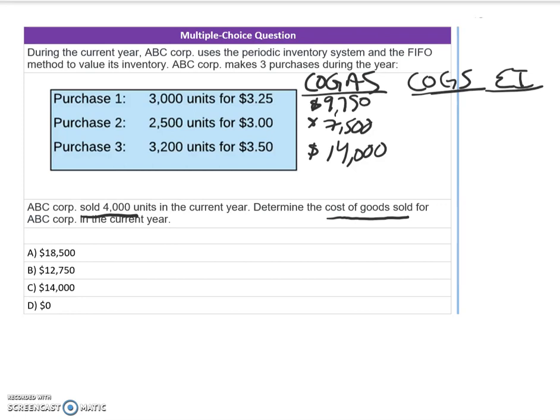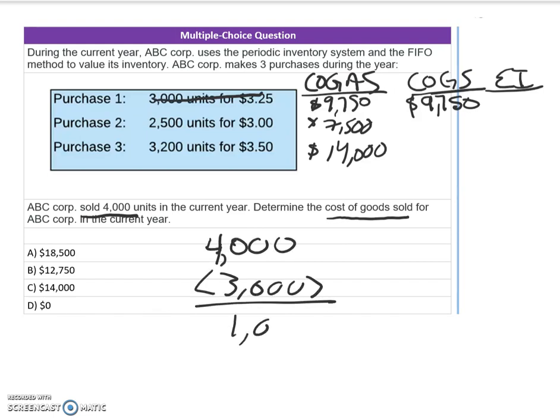So we're using FIFO. We're using the first in that are going to be the first out. So starting with purchase 1, we are going to have 3,000 units. We are selling 4,000 total. So we're going to max out our 3,000 units at $3.25. So our cost of goods sold of these units from purchase 1, $9,750. We're selling all of them. So we have 1,000 remaining, right? So we sold 4,000, or we're selling 4,000. We sold 3,000. We have 1,000 left.